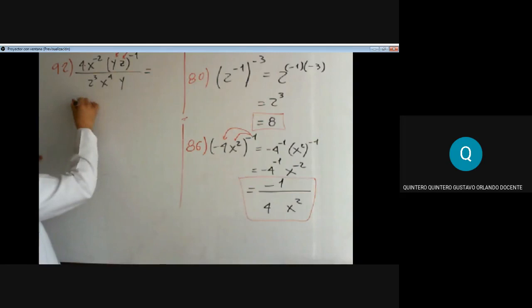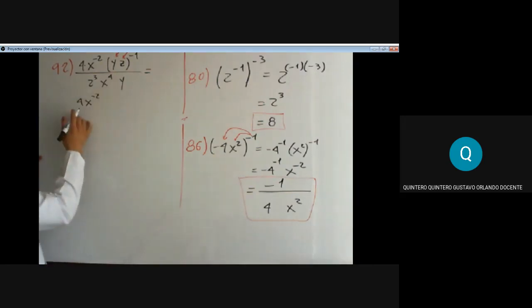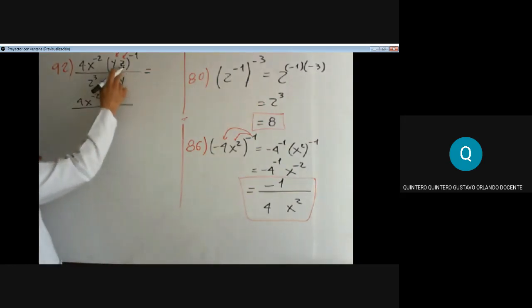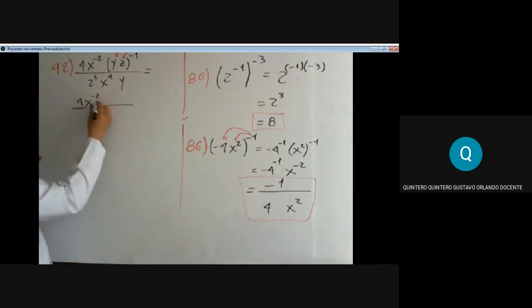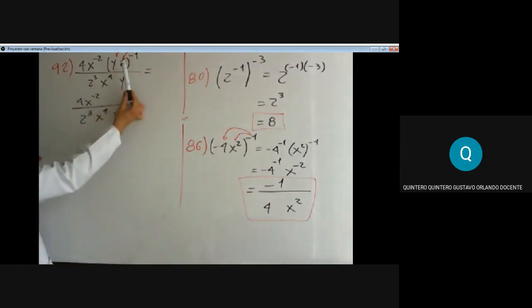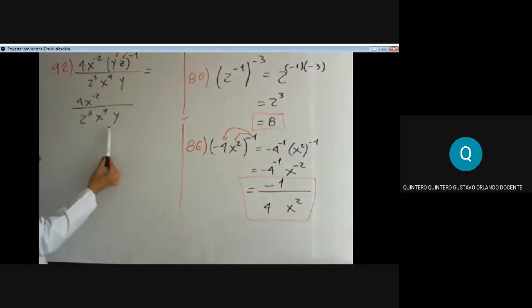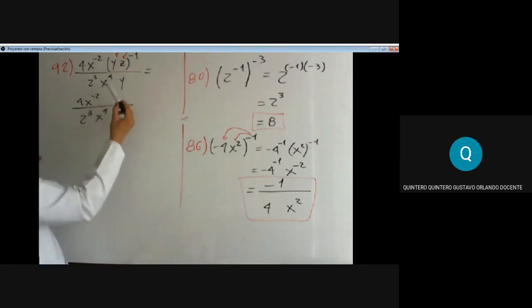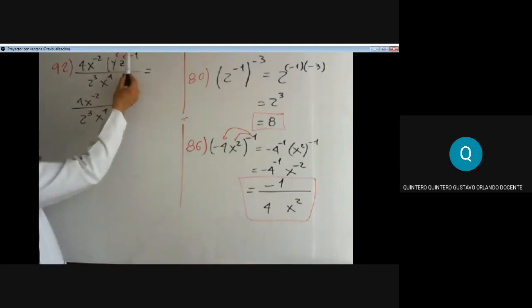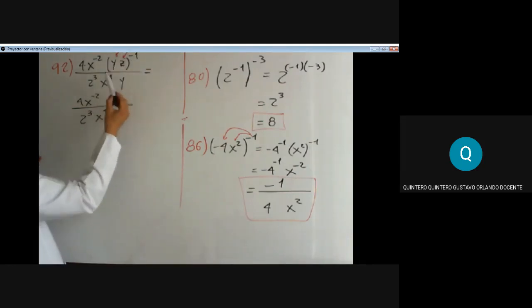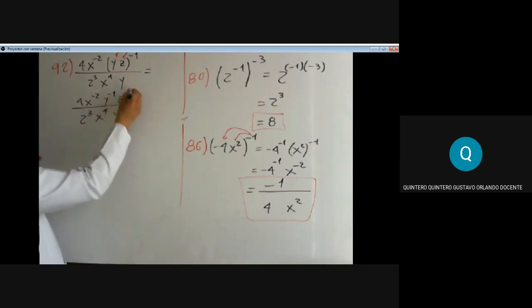So here will be 4x to the -2. Remember, everything that is not this, I am leaving the same. Over 2 to the 3, x to the 4, and y. Everything that wasn't this parenthesis just stood the same. And this one, we're gonna distribute the negative exponent. This will be y to the -1 and z to the -1. Did you see?